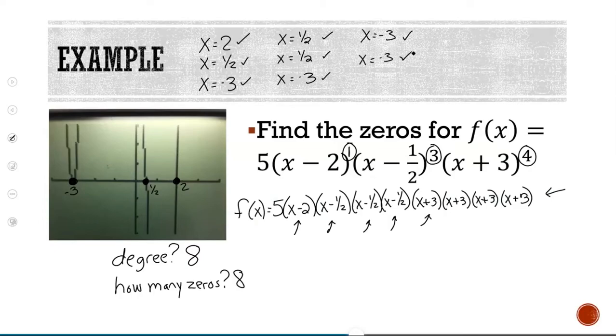Right, so that's how I end up with 8 zeros, because I have to consider the fact that some of them are occurring more than once. Right? Everybody okay with that? Okay.